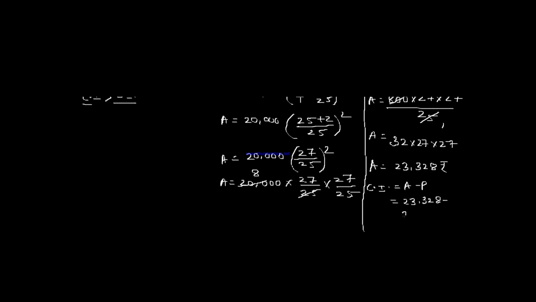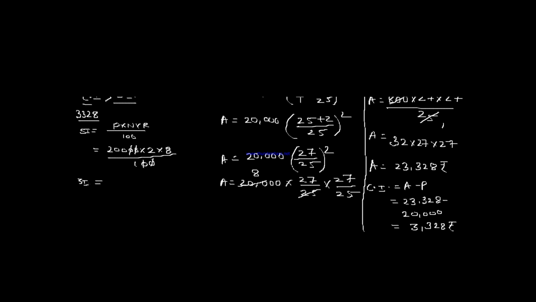23,328 minus 20,000. The answer that we will get is 3,328. 3328 is your CI. Okay, we can easily find out our SI. As we all know, there is a direct formula for SI, right? So we will simply use the direct formula. So your P is 20,000, N is 2, and your R is 8 upon 100. We'll cancel the 2 zeros, and let's see how much SI we are getting. 200 into 2 is just 16. So the SI we are getting is 3200.